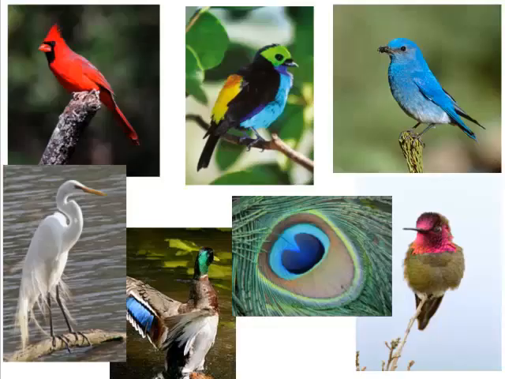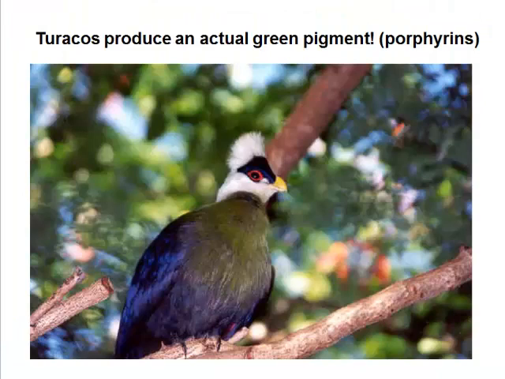So here's a group of birds that show all these kinds of things. Cardinals with chemical pigments. The tanager there in the middle has all kinds of things: chemical pigments, and structural blues and greens. Mountain bluebird is a totally structural color. Anna's hummingbird, down the bottom right, structural iridescence. Peacock feather, lots of structural and iridescent chemical characteristics. Mallards have chemical melanins and structural iridescence. Egret is totally white, lack of melanins, structural. And here's that weird turaco, which can produce actual green pigment called porphyrins. And that's basically it for coloration.